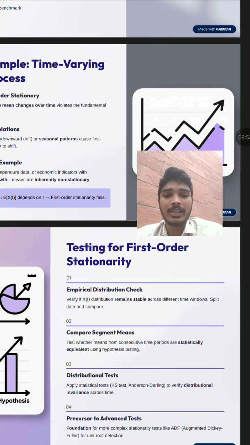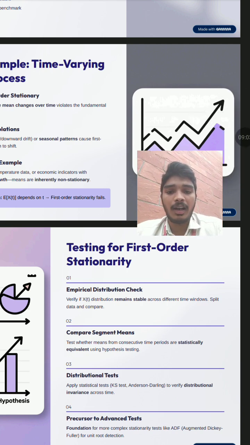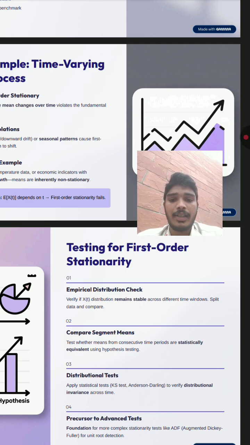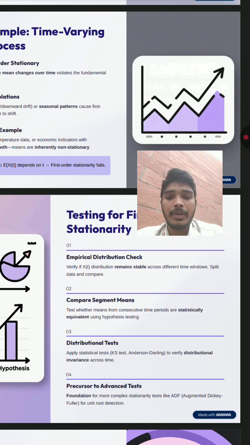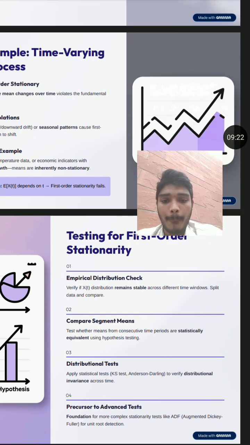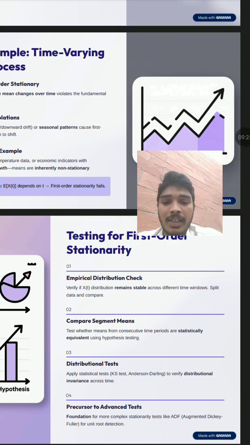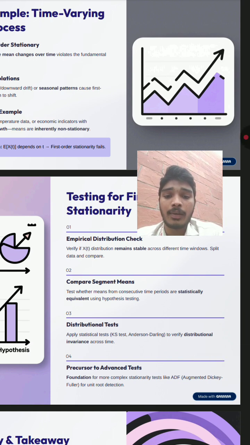Testing for first order stationary. Number 1, empirical distribution check. Verify if the x of t distribution remains stable across different time windows. Split the data and compare the different time windows of the x of t distribution. Next, number 2, compare segment means. Test whether means from consecutive time periods are statistically equivalent using hypothesis testing. Number 3, distributional test. Apply a statistical test to verify distributional invariance across time.